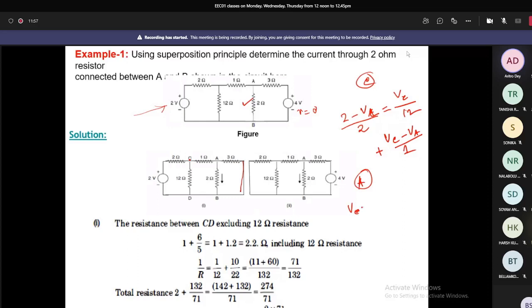So VA by 2 you have to calculate, then plus VA by 3, isn't it? If you solve it, then you can immediately get what VA by 2 is. So that you have to find out. Let us write it as I2 when only the 2 volt source is acting. I think they have calculated the way it is shown, but I am not solving in their approach. Whatever you feel convenient, you can do it.